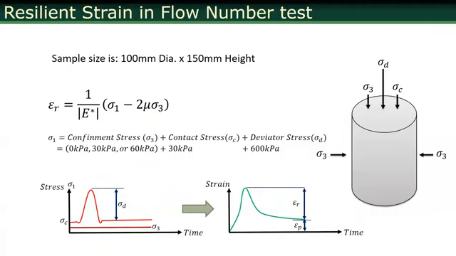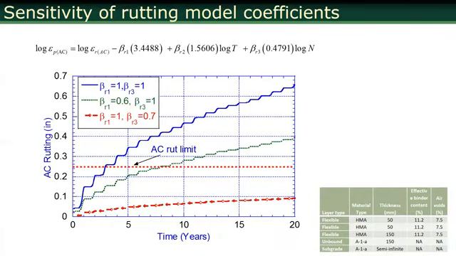So this is another description with a bit more details about the flow number test. When you do a confined flow number test, you have confinement, and we have the plastic strain at the end, and this is what we use to calculate the curve here.